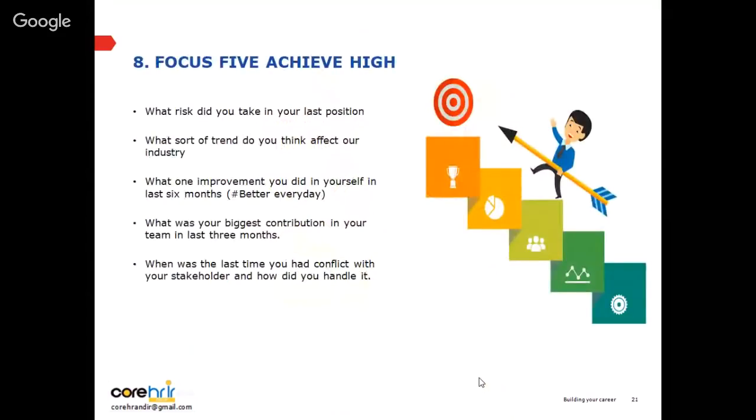These are the five important questions which are very imperative for any level while you are hiring. This question can be asked directly to the candidate: what risks did you take in your last position? What sort of trend do you think can affect our industry? So at least one question should be from an industry perspective. One improvement you should ask about, from the last 6 months, and one biggest contribution you have made in the last 3 months, and how you overcame a conflict with a stakeholder.